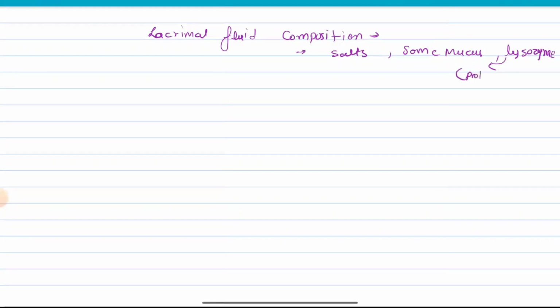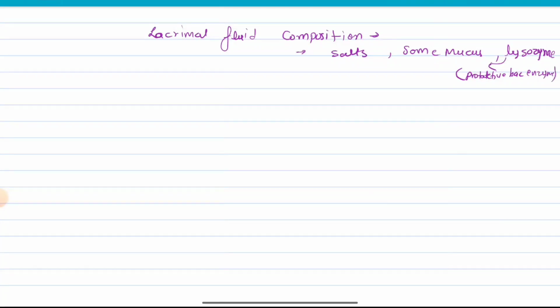If we talk about the composition of lacrimal fluid, it is a watery solution containing salts, some mucus, and the lysozyme enzyme, a protective antibacterial enzyme.